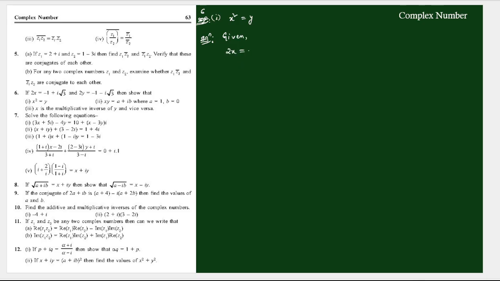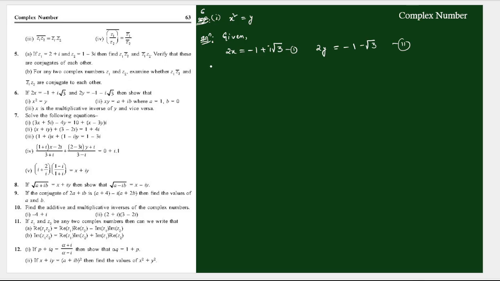2x is minus 1 plus i root 3. Then again 2y is minus 1 minus i root 3. Now what do we need to prove? x square is equal to y. So x square, so we square this x. Say this is 1 and this is 2. So now we will square 1.